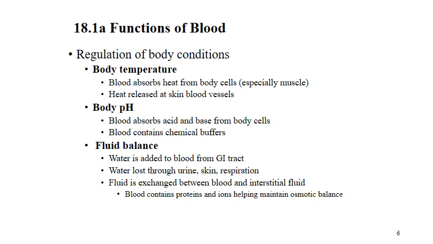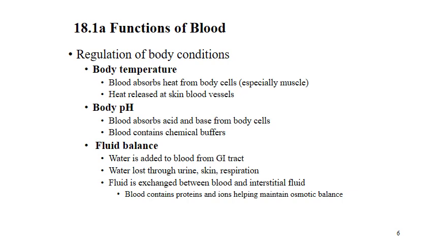And then our body pH. Blood absorbs acid and base from the body cells, and so it does have a very narrow range of pH that it needs to maintain, and so it has those chemical buffers in it to help with that, which we talked about at the beginning of the year.